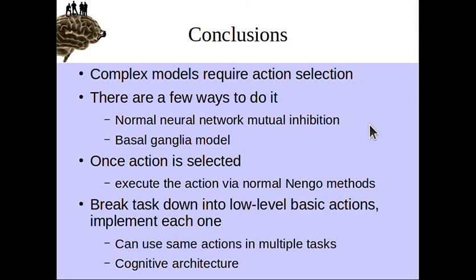Okay, complex models require action selection. As you're doing more and more complicated things, there's lots of different things you could do at a given time. You need to choose something. We showed two different ways to do it. If you only have a small number of actions, then you can use the normal neural network mutual inhibition winner-take-all type system. That can work really well for choosing a couple of actions. Or we can use this basal ganglia model that I just showed. Once you have an action that's selected, we execute that action with normal Nengo methods. So if you have a high-level cognitive task and you want to implement it this way, you've got to break it down into these low-level basic actions and implement each one.